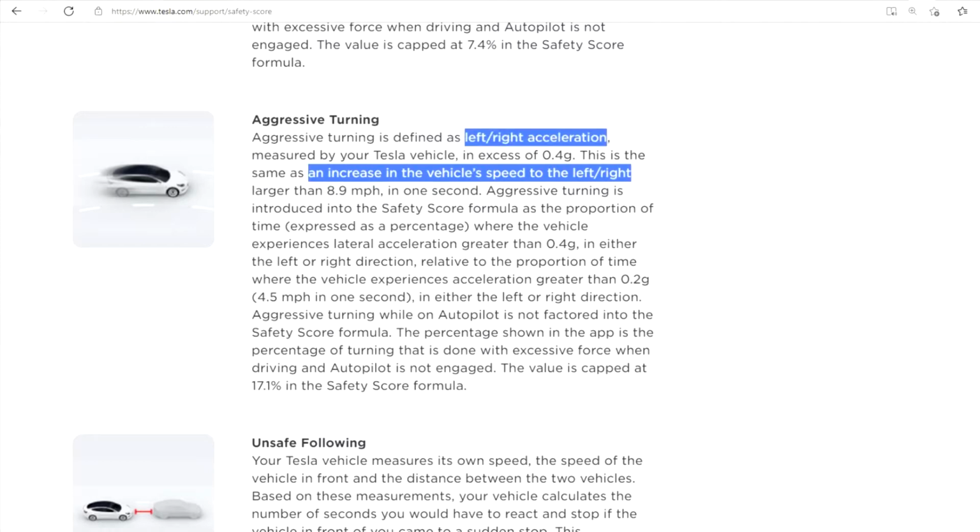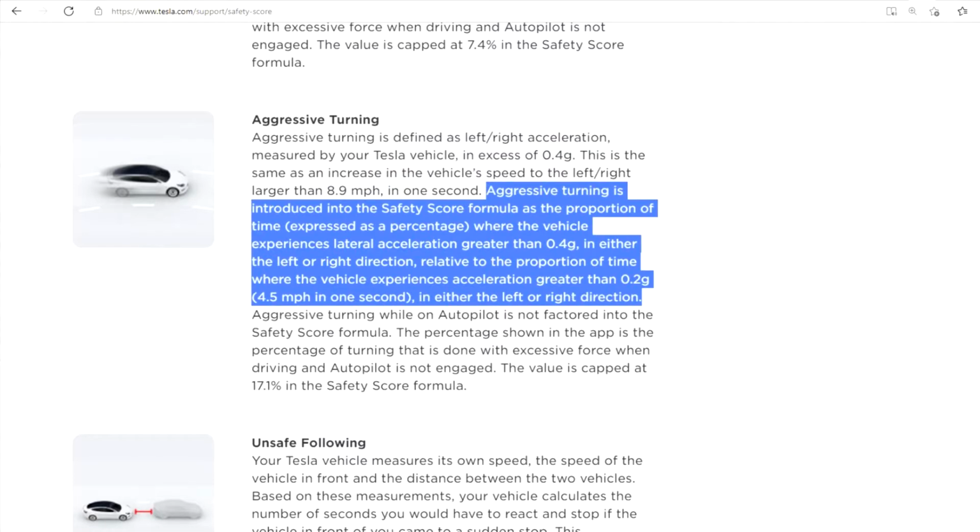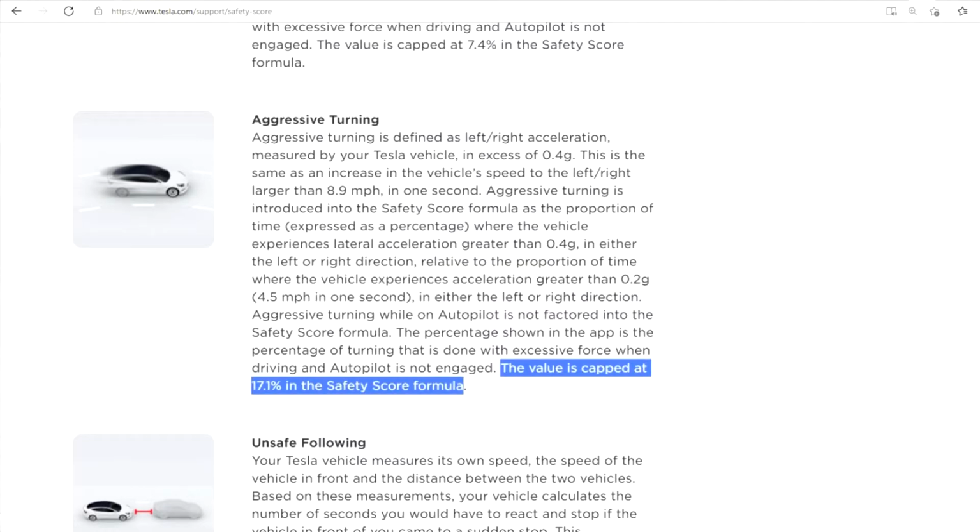I'm not sure why they say left and right acceleration in one place and an increase in a vehicle's speed in another, because a change in speed is acceleration. The safety score is described as a proportion of time the car experiences a lateral, i.e. left or right acceleration greater than 0.4 g in either direction, relative to the time where the car's acceleration is greater than 0.2 g or 4.5 miles per hour per second in the left or right direction. Damn. We're racking up major bonus points for redundant information here. It also says autopilot is exempt from grading and the penalty is capped at 17.1%.